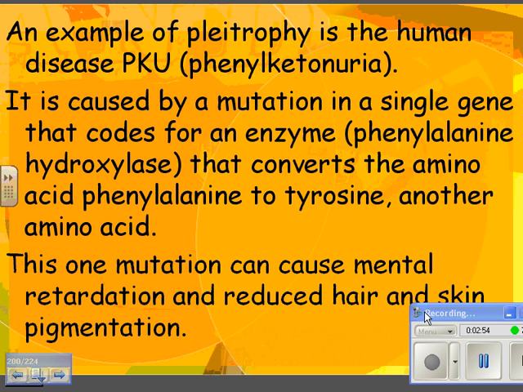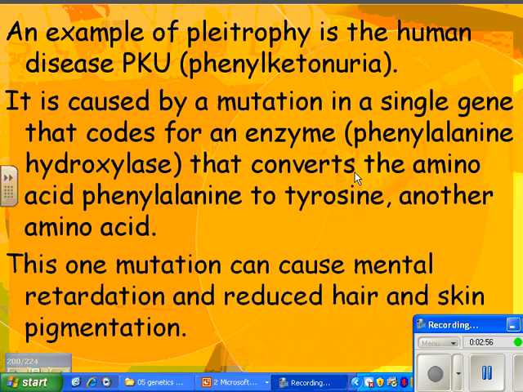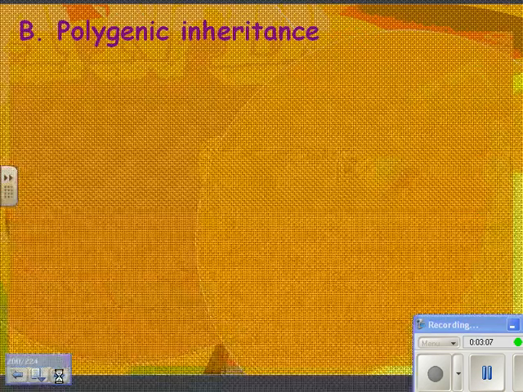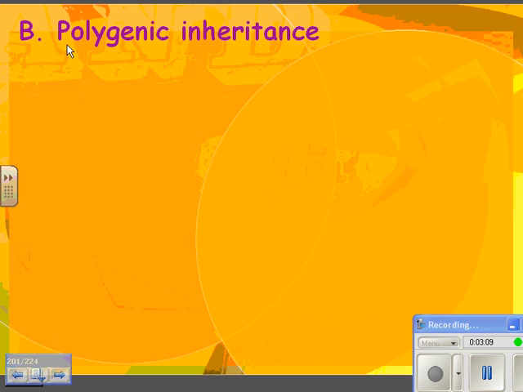So this one mutation can cause all kinds of things, because if you don't convert this amino acid, it builds up. It can cause mental retardation, reduced hair, and skin pigmentation. So it causes diverse effects. Here's another example, polygenic inheritance, an example of complexity. Polygenic is just what it sounds like, many genes. So for example, your skin color is coded for by more than one gene, as is your eye color.